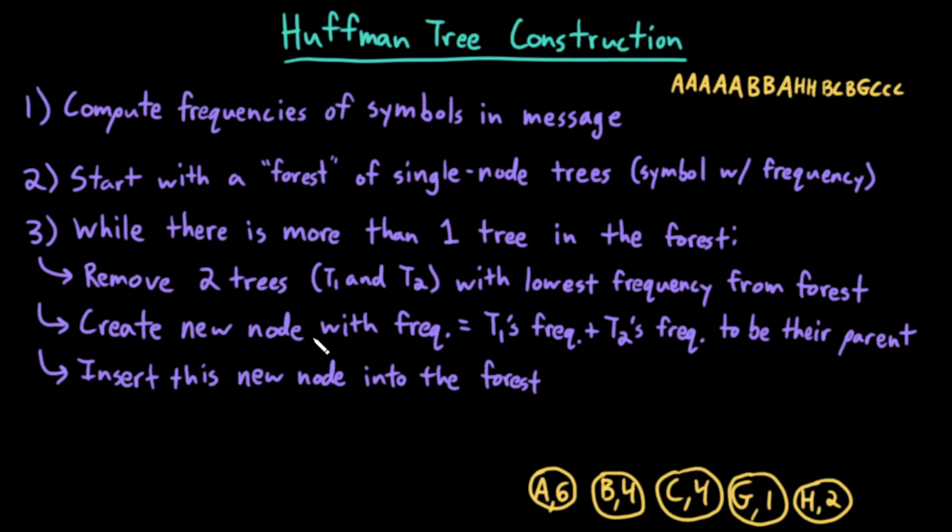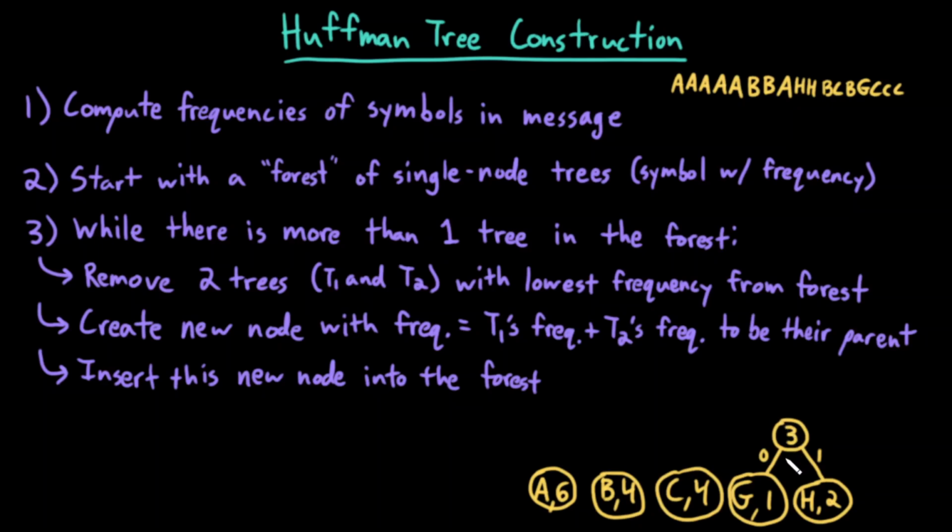Then I create a new node whose frequency is the sum of their frequencies to be their parent. And I'm going to label the edges 0 and 1. Then I reinsert that node into the forest. So now my forest is A6, B4, C4, and this new node that I've created.